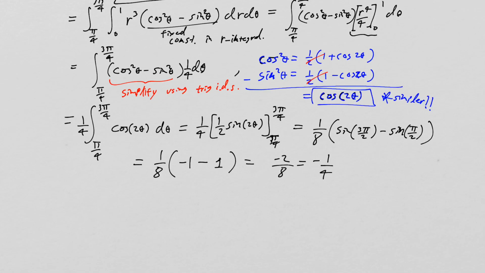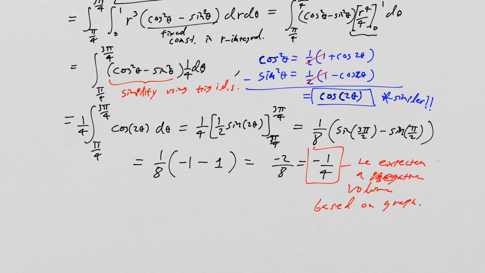So recall that we expected a negative volume based on the graph. And of course we found that negative there. So this is consistent with what we predicted ahead of time.